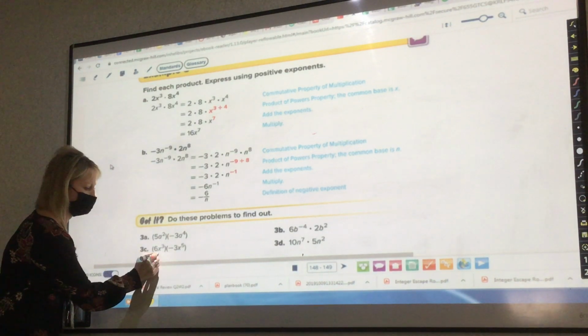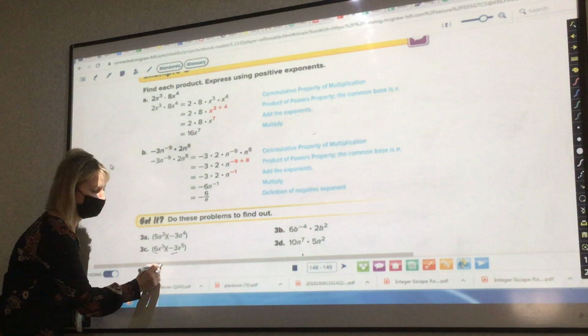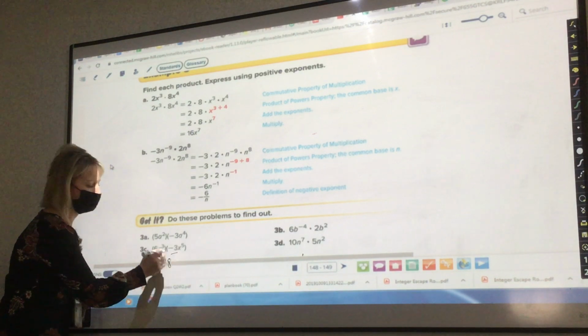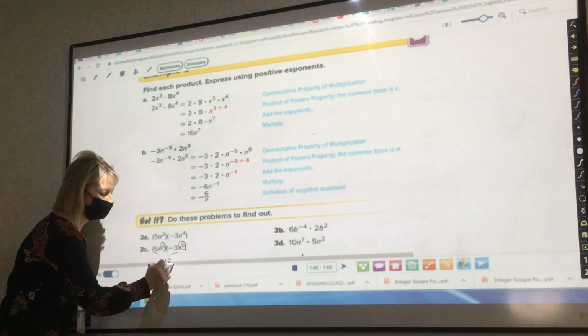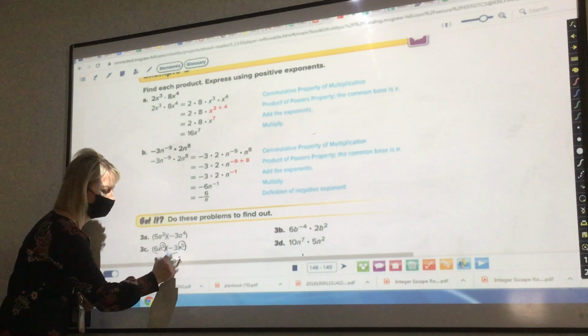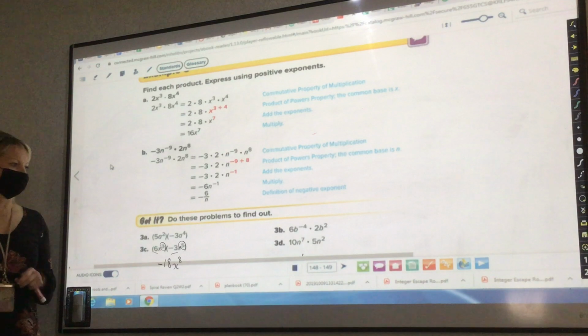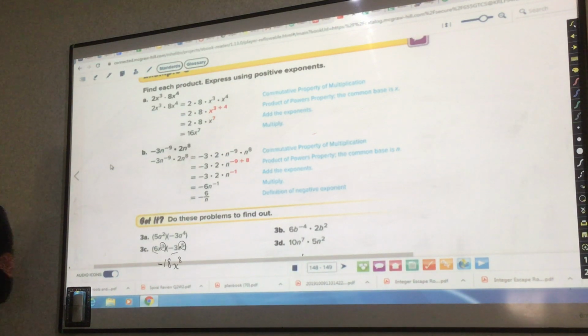I do 6 times a -3, which is a negative 18, and then 3 plus 5 is 8, so it'd be negative 18 times x to the 8th, and I have a positive exponent. 3D, go ahead and do 3D.